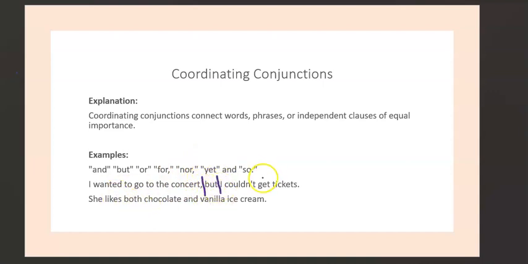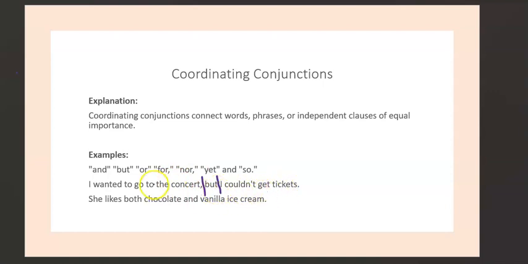So I've divided this sentence into two. We have this "but" here, that is a coordinating conjunction, combining two independent clauses of equal importance. Now, the first phrase is, "I wanted to go to the concert." This is a phrase that can stand on its own. "I wanted to go to the concert, but I couldn't get tickets."